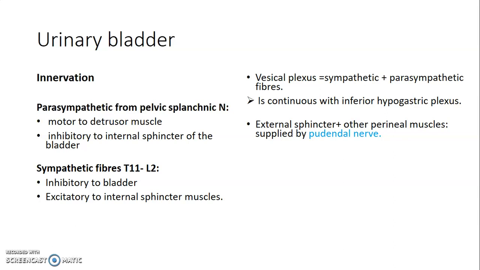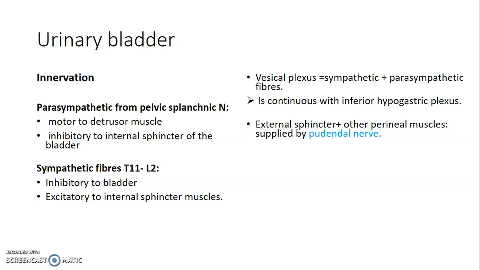So the urinary bladder is innervated by the autonomic nervous system. We have the parasympathetic from pelvic splanchnic nerves, and this offers motor innervation to the detrusor muscle and inhibits the internal sphincter of the bladder.